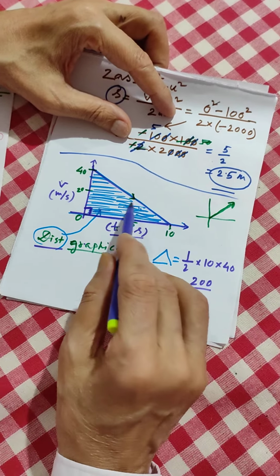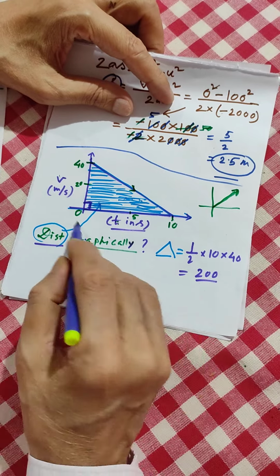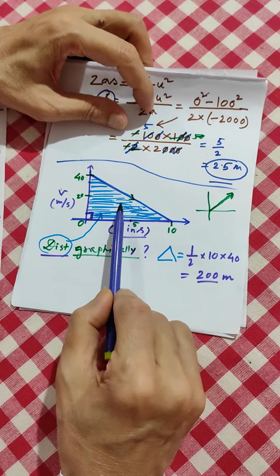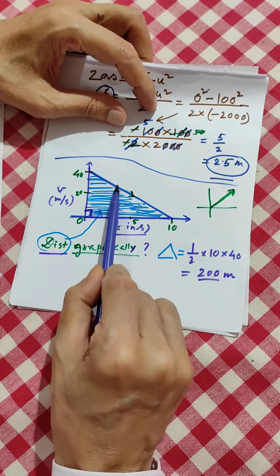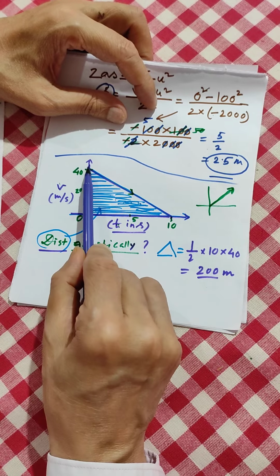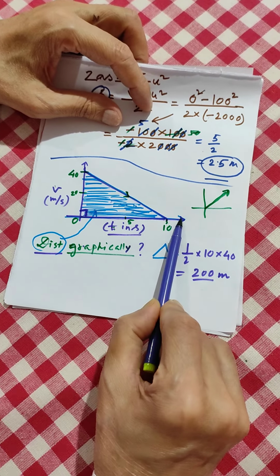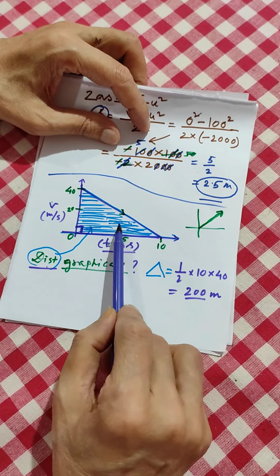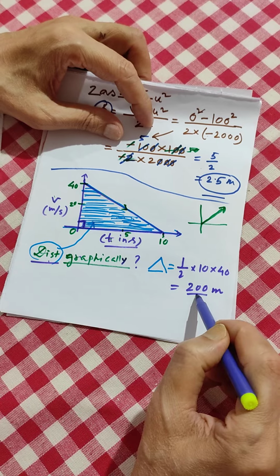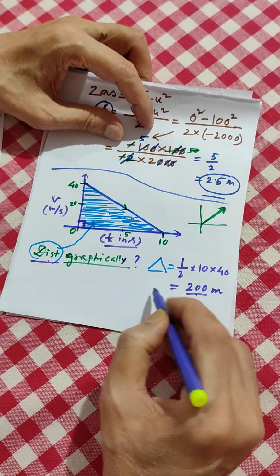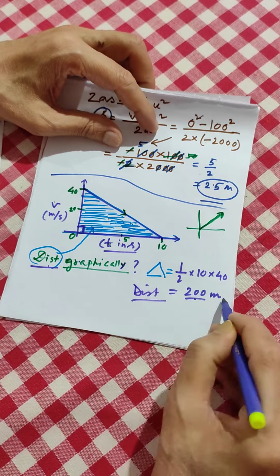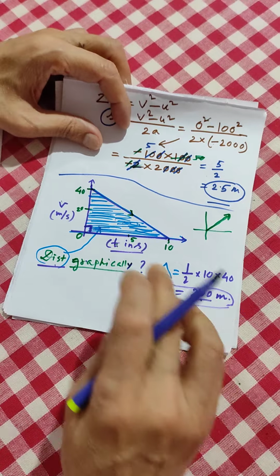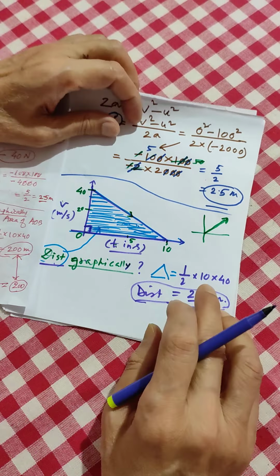Now the area of a triangle is in square units, but we are finding distance, therefore this will be meter. The concept is this: the area enclosed by the graph and the x-axis gives the distance traveled numerically, not unit-wise, only numerically. So numerically we got 200, and the unit of distance is meter, isn't it? Therefore this is the final answer. So distance traveled is 200 meter. That is how we find it graphically.